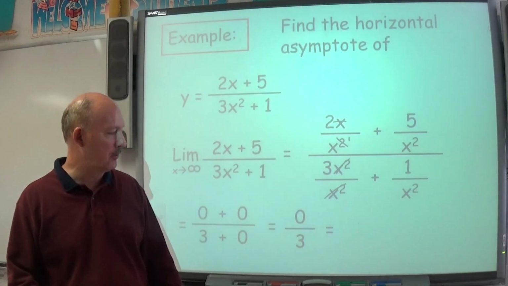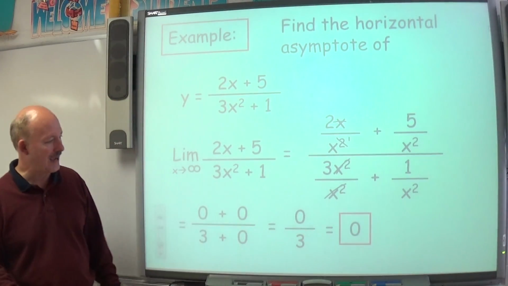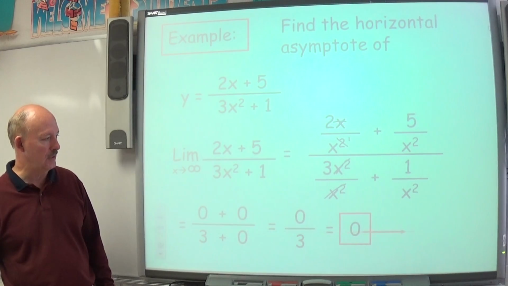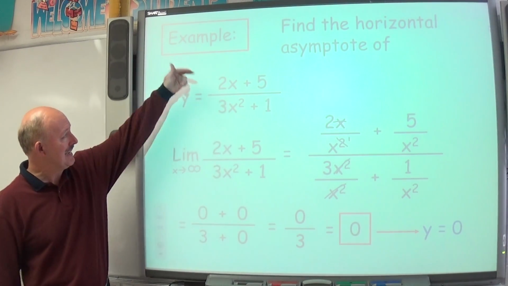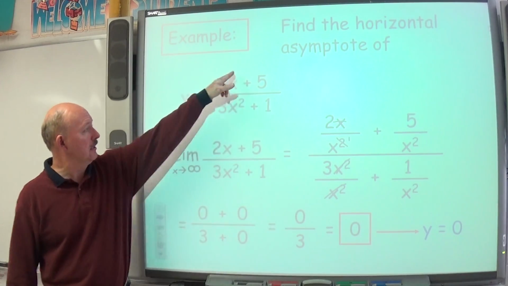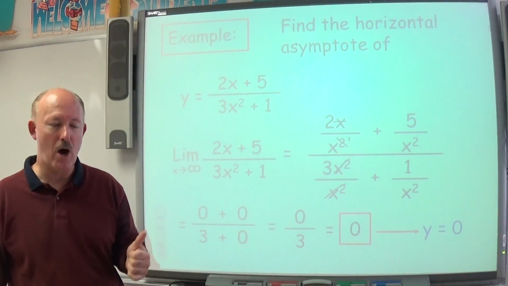0 divided by any number is 0. So our horizontal asymptote would be the line y equals 0. That will always work out to be 0 anytime the degree of the denominator is bigger than the degree of the numerator. You always get 0 here.